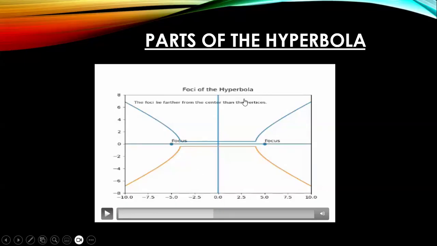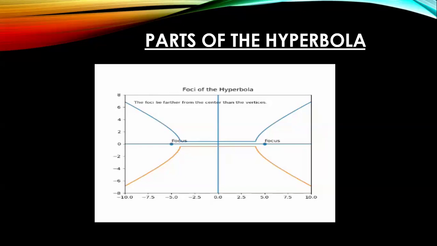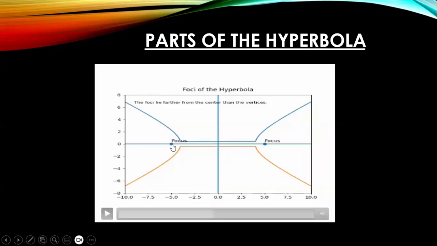Okay, the foci of the hyperbola. The foci lie farther from the center than the vertices. So we know that the vertices are here, where the hyperbola intersects the x-axis, which is here. But the foci are just a little bit away from the vertices, which is exactly here. So we have one focus here and one focus here. The greater the distance between the foci, the wider the branches will be.